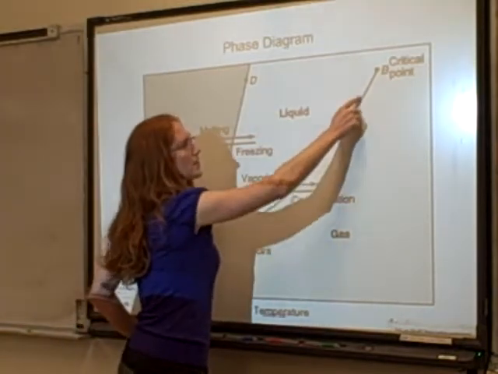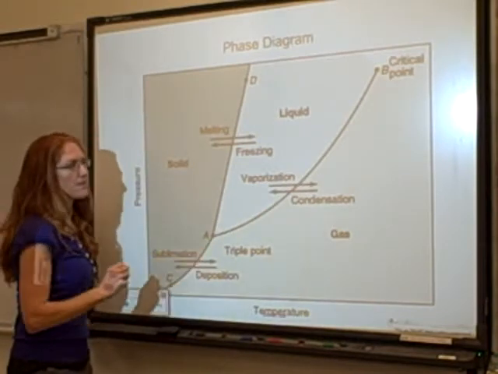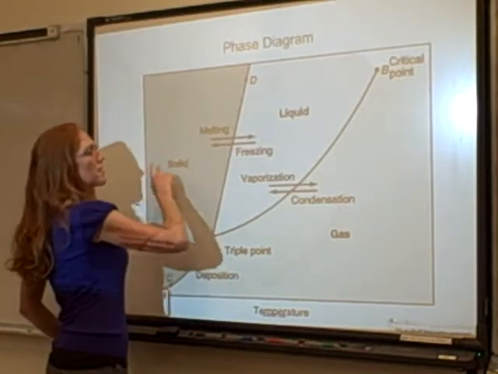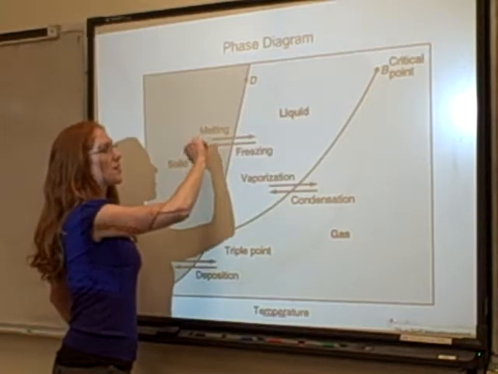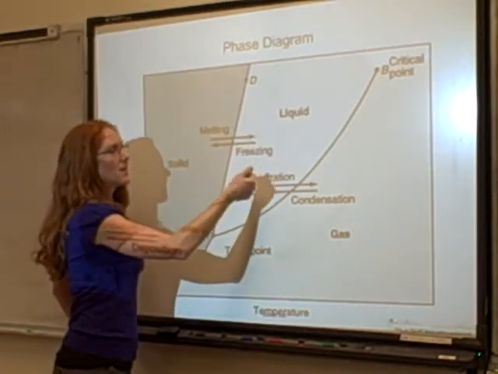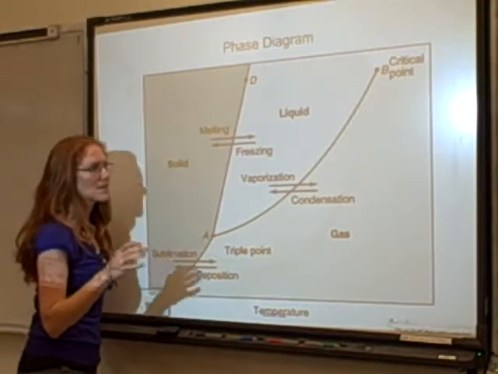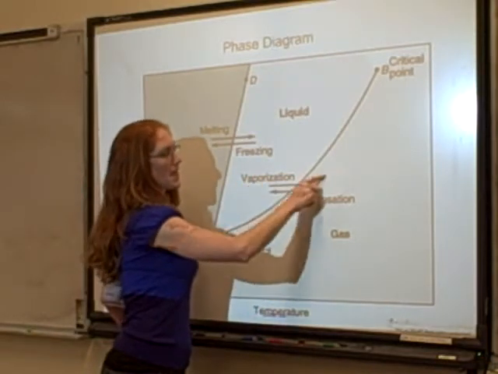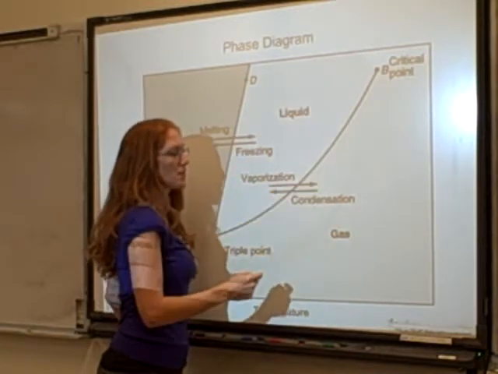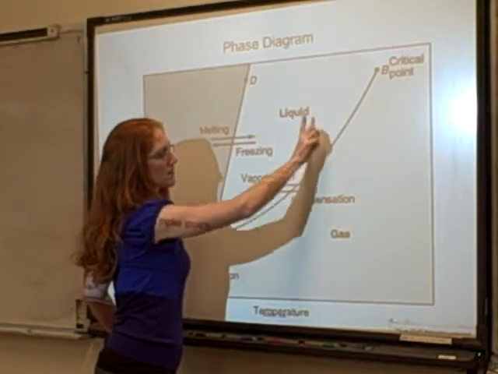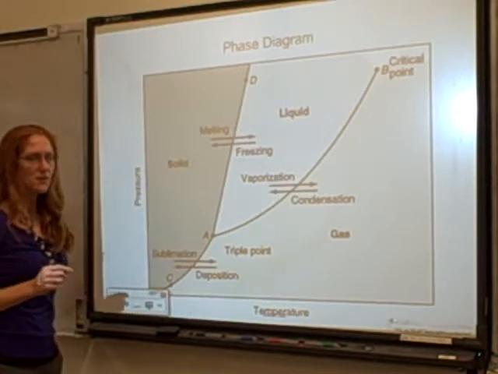Here's when you have both liquid and gas in equilibrium. And here's going to be solid and gas. As you travel from solid to liquid, you're melting your substance. If you go from liquid to solid, you're freezing it. If you go from liquid to gas, crossing the equilibrium barrier, you have vaporization. If you go from gas to liquid, you have condensation.